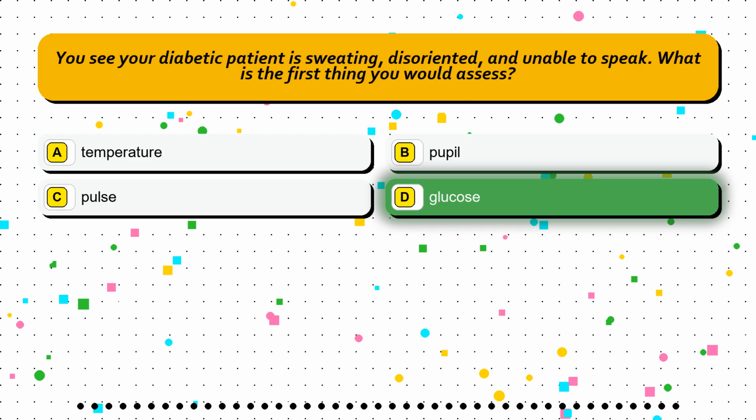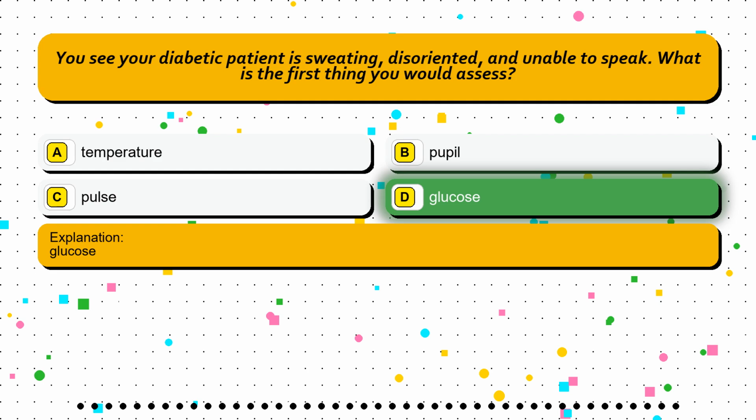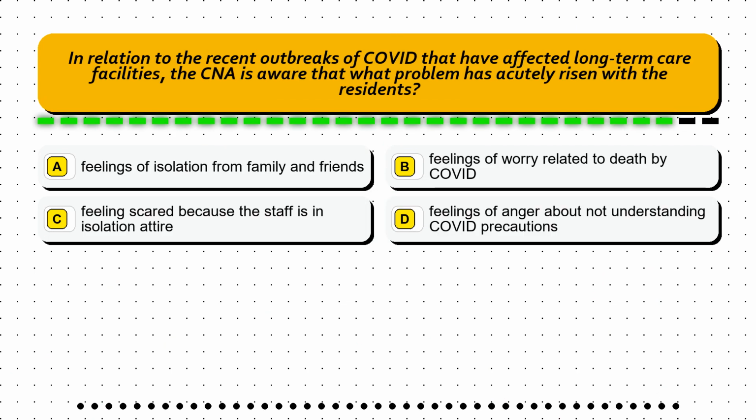The correct answer is option D, glucose. Question 33. In relation to the recent outbreaks of COVID that have affected long-term care facilities, the CNA is aware that what problem has acutely risen with the residents?